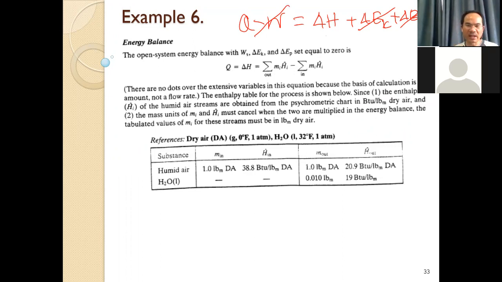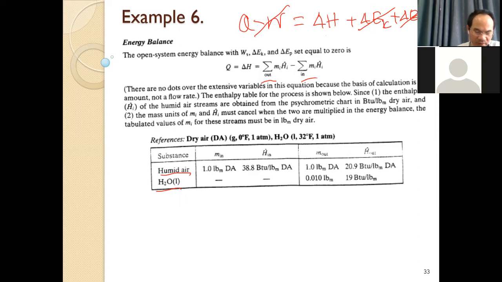Because there is more than one stream, we use the summation of outlet minus inlet. For this case, we have two humid air streams. We consider humid air, not air and water separately, because we can calculate the enthalpy in terms of humid air or dry air already. For this case, we consider humid air inlet, humid air outlet, and water outlet, because the water inlet is in the humid air already.